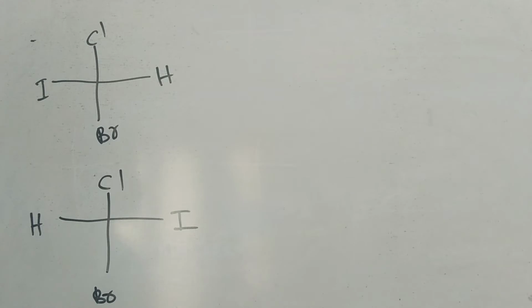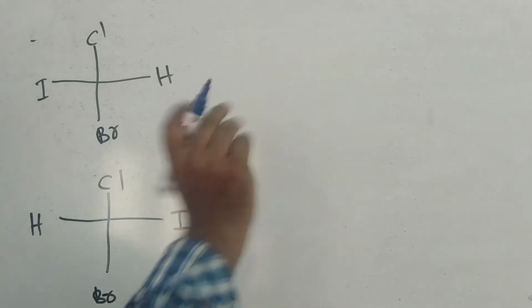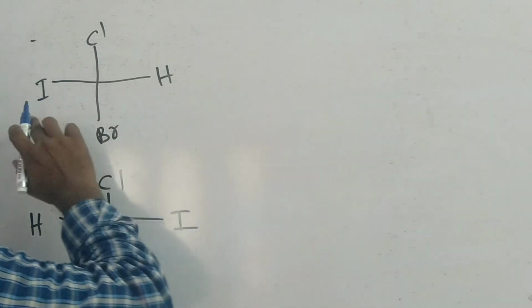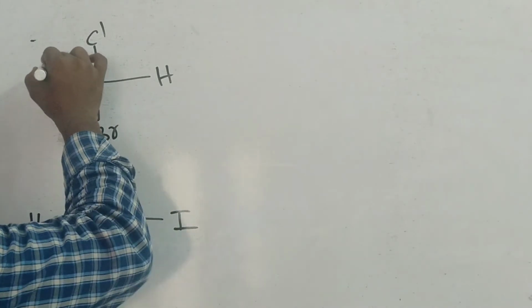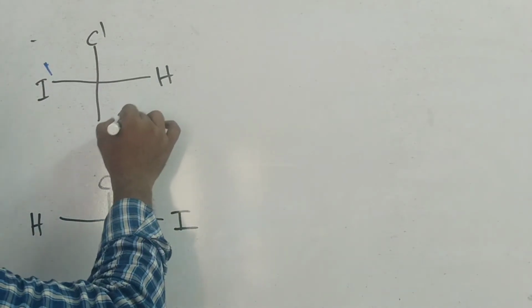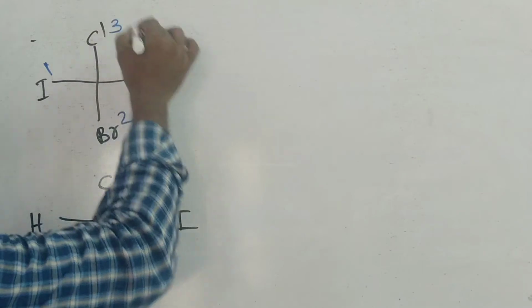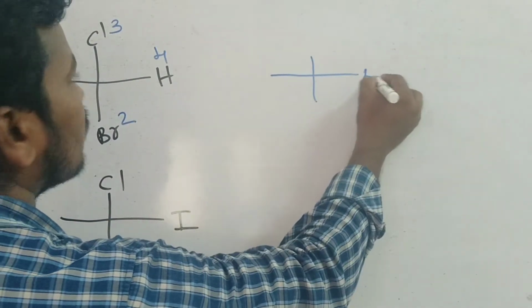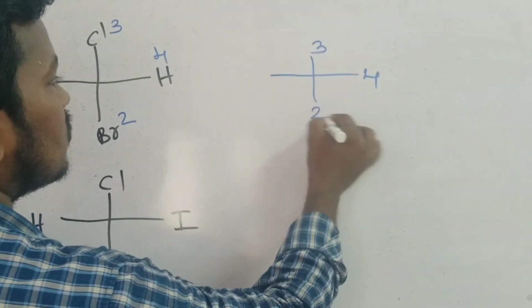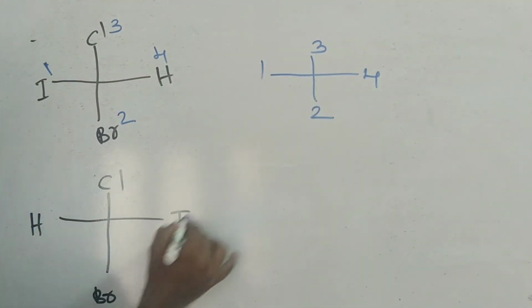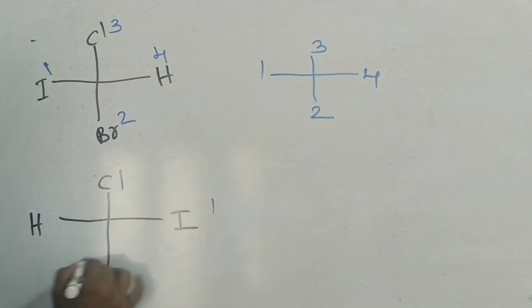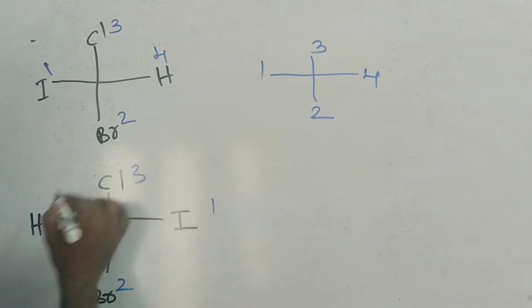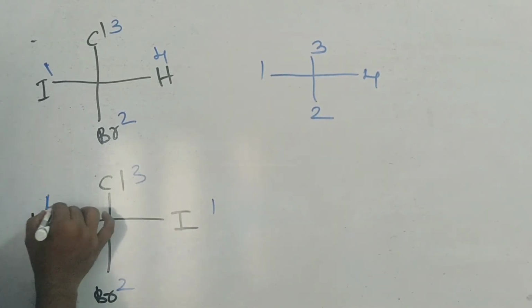Here two molecules are there. We have to identify the R and S configuration. First we have to give the priority order. Iodine will come first priority, bromine second priority, chlorine third, hydrogen fourth. So to simplify, write like this: 4, 3, 2, 1. Here also iodine 1, bromine 2, chlorine 3, hydrogen 4th position.